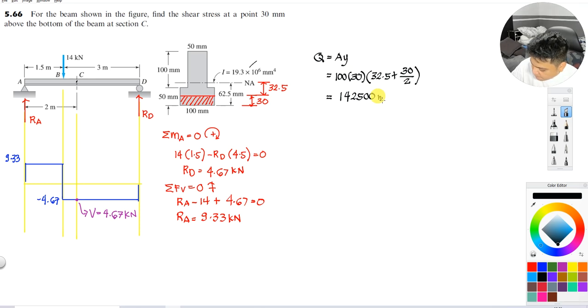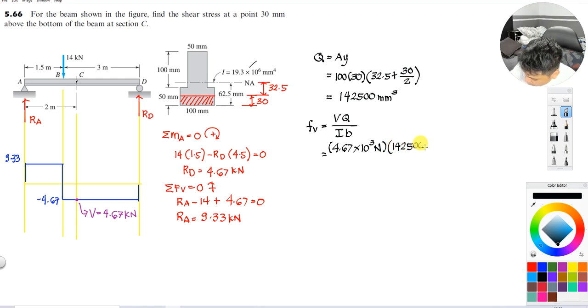2500 mm cube. Okay? So now I have now the FB or the shear stress. So again, that is VQ all over IB. So ang V natin is 4.67. Kaya lang gawin natin Newton, kaya times 10 to the 3 para maging Newton. Okay? Again, Q, 142,500 all over I, which equals 1.93 times 10 to the 6 mm to the 4th.